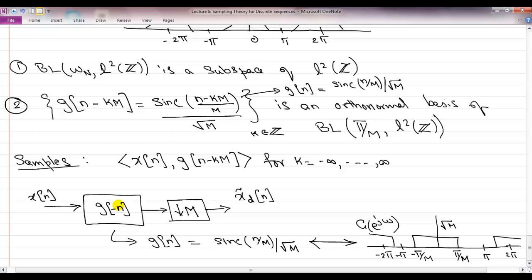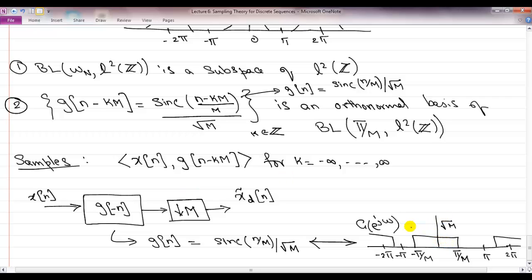If you want to sample sequences which are band-limited, you low-pass filter them to the bandwidth you think they have, pi over m. And then after that, you do downsampling by a factor of m. Okay.